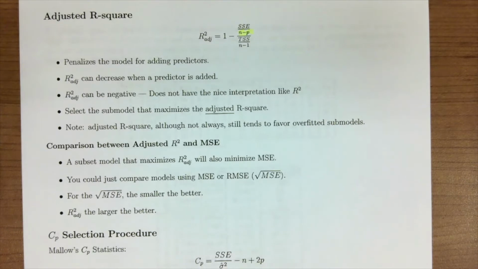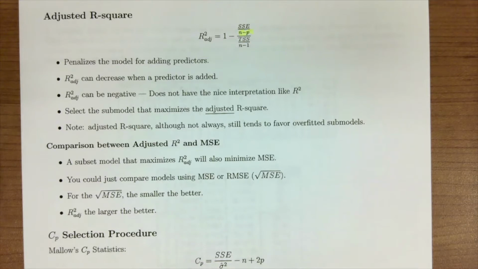Our adjusted R squared can also be negative. So it's not going to have the same interpretation of R squared. So we don't want to use an interpretation of R squared of the variability for the adjusted R squared. Adjusted R squared is solely used for the purpose of comparing models, like we're talking about in this lesson.